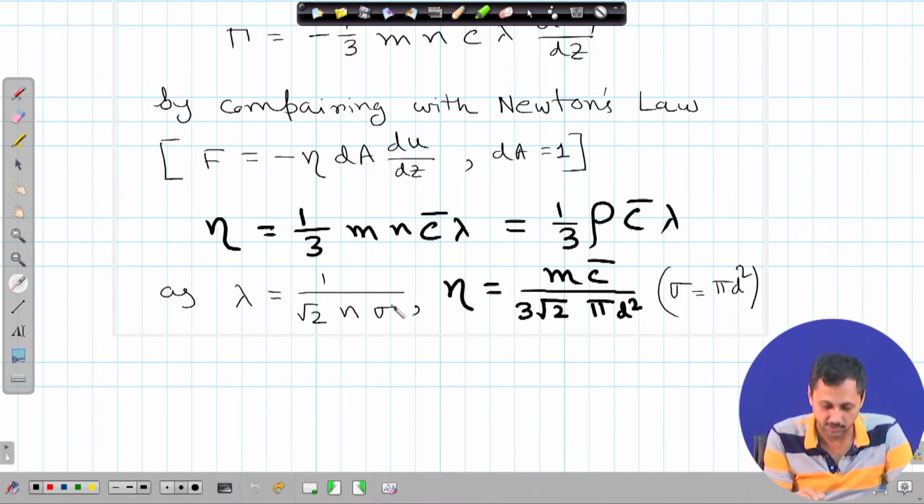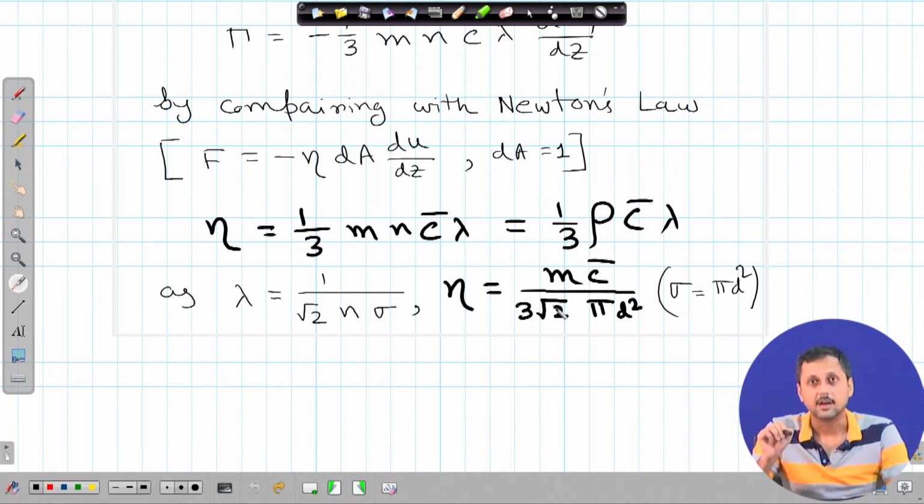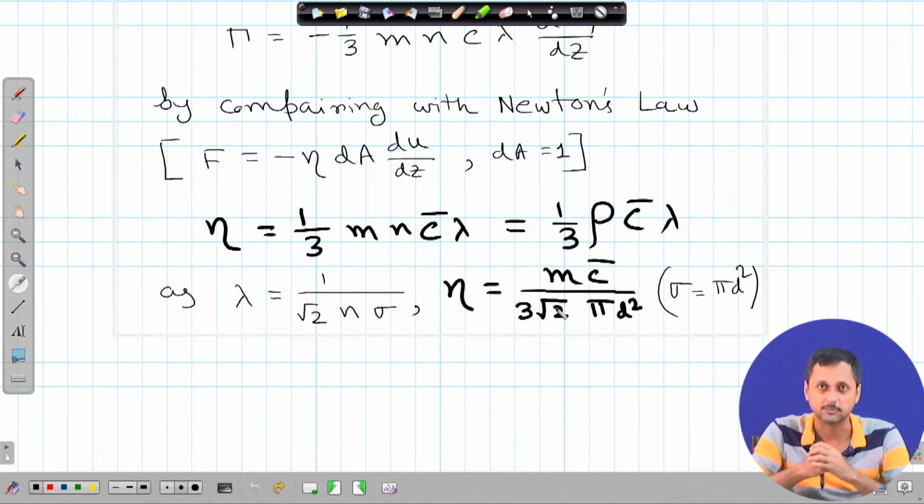So, basically what we did was we wrote sigma is equal to pi d square here, and we see eta in this particular expression over here, and also this particular expression over here. So basically eta is a macroscopic quantity which is macroscopically measurable through experiments. There are various experiments, and I am sure in some of your lab courses you will have experiments where you have to measure the viscous coefficient eta.